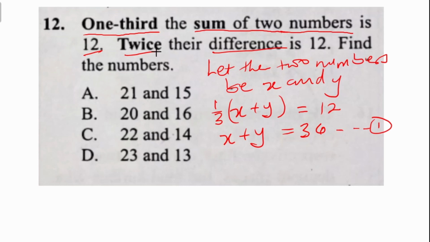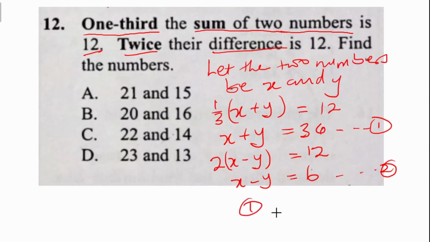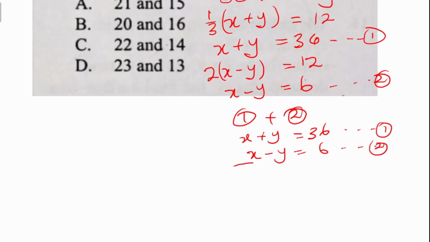The second part of the question is twice their difference is 12. Difference is subtraction, that means x minus y. And the question said twice of this, so 2 times that equals 12. Again, we want to get rid of this, so dividing both sides by 2, you're going to have x minus y equals 6. And that is equation 2. When we add equation 1 and equation 2, we are going to have 2x equal to 42.